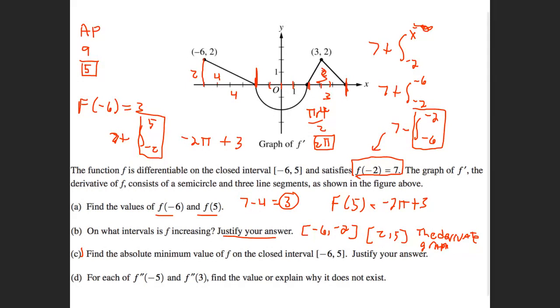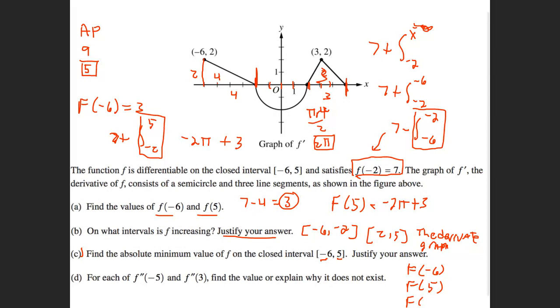Okay. Every AP exam has a problem like this. Every one. And then it says, find the absolute minimum value of f on the closed interval. Well, whenever you have to find an absolute minimum, you have to try out the endpoints. So I have to try out f of negative 6. I have to try out f of 5. And I have to try out wherever it crosses the x-axis.